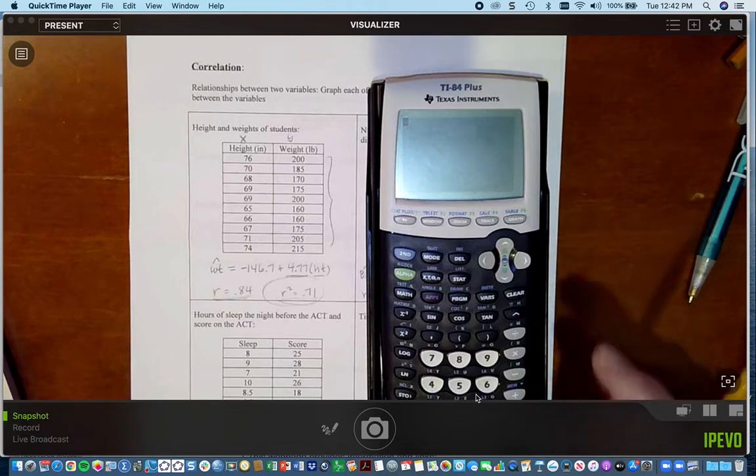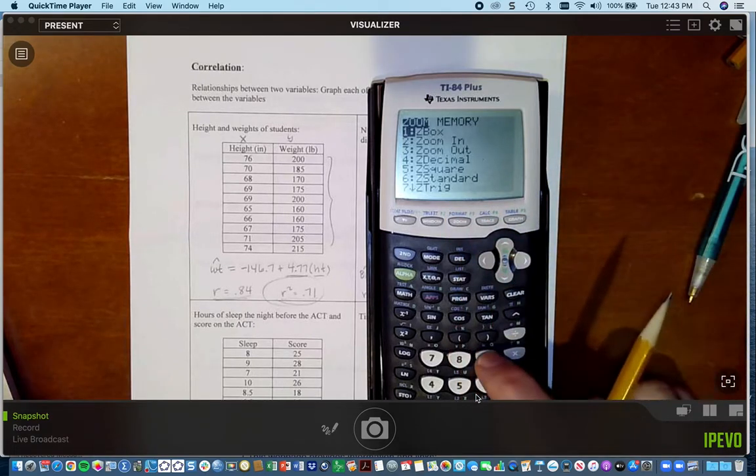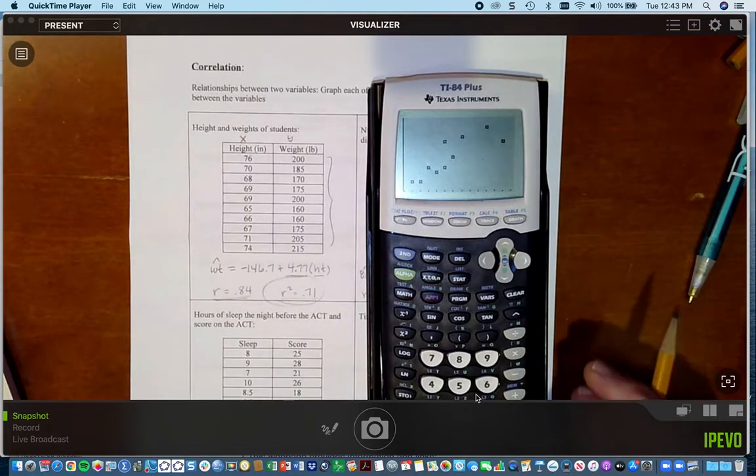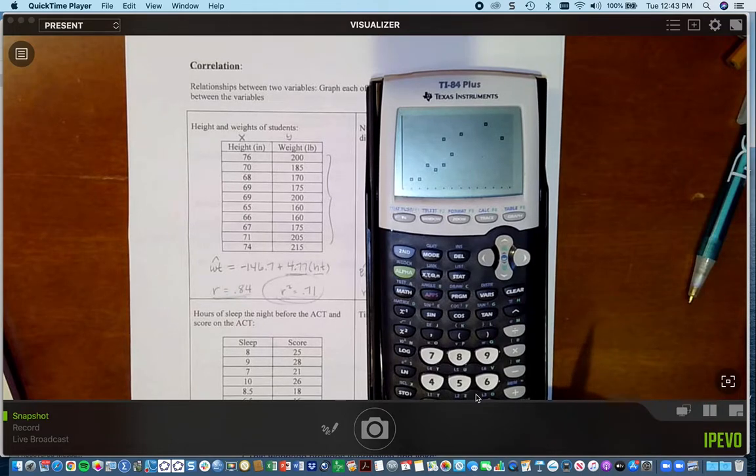And I've got it already set up so that if I just hit zoom and then the number 9, okay, this will give me the scatter plot of this height and weight data. Right? We talked about fairly strong positive association between height and weight.